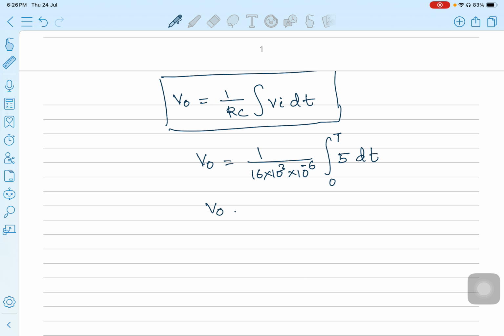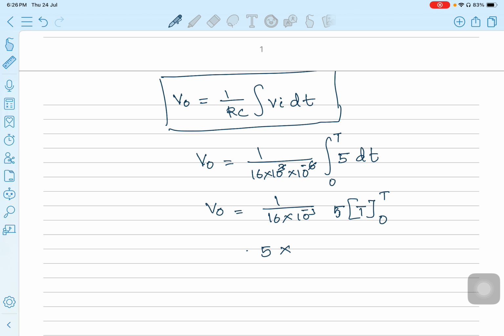V out is equal to 10 power 3, and 10 power minus 3 cancel. I will get 1 by 16 into 10 power minus 3. And the integral of 5 is a constant, so I can take 5 out, and here you have the remaining integral of dt from 0 to t. Alright, so you will get 5 into upper limit minus lower limit.